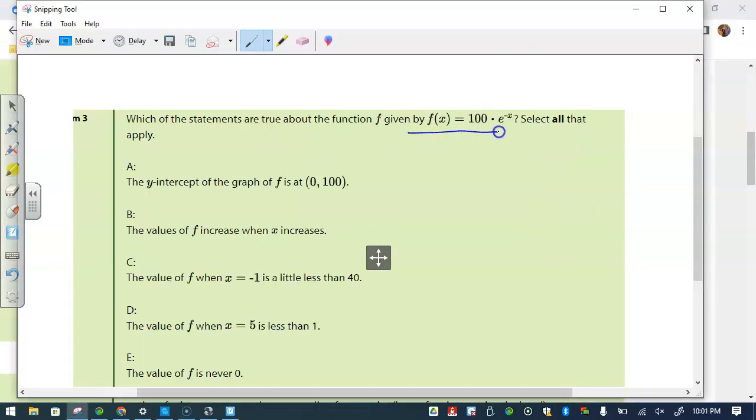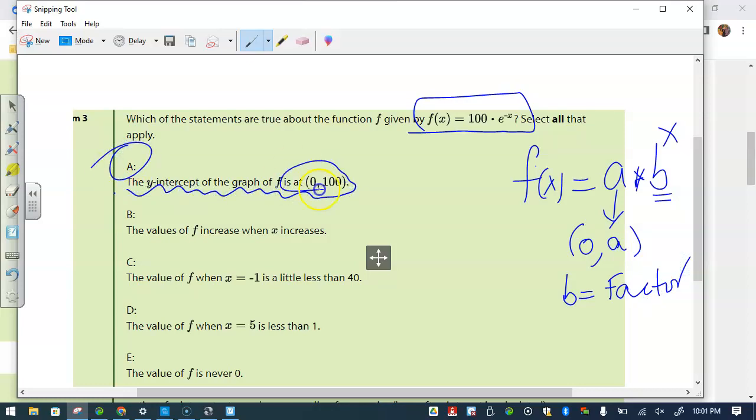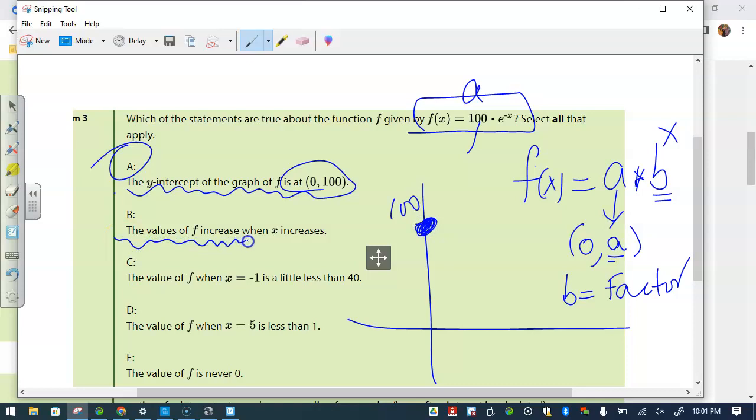For this question, you are given options and you need to select the right answer. Whenever you have a function like a times b raised to x, the exponential function, when the input is 0 the output is a, and b is always the factor. Now, is a correct? The y-intercept of the graph, yes. When x is 0, this number is a. That's the main point. The value of f increases when x increases.